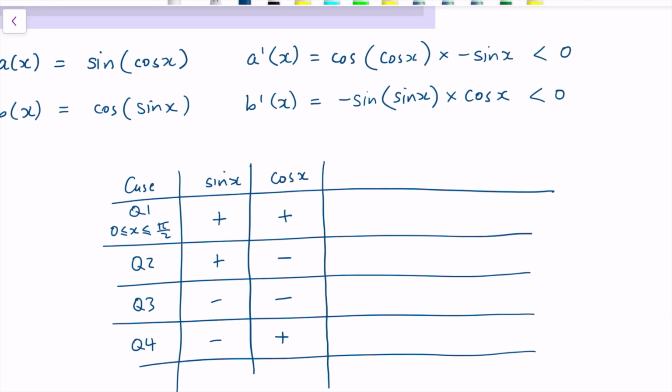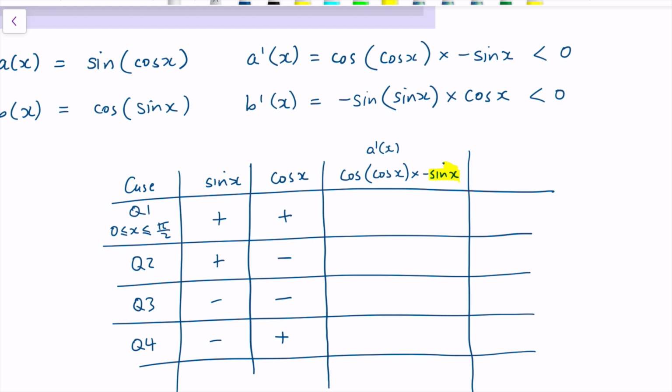So a dash, this function is cosine of cosine times minus sine. Okay, so what's happening with this one? The outer function helps, like we already know about that, the minus sine of x. We can look at this part here and go, okay, well sine of x is positive, and there's a minus in the front, so it's negative. But we need to consider the other factor and whether that's positive or negative.